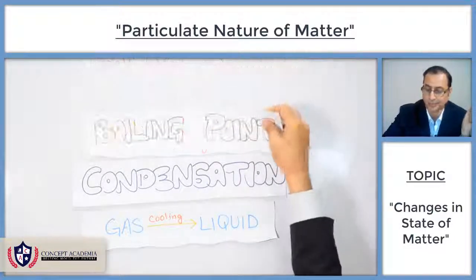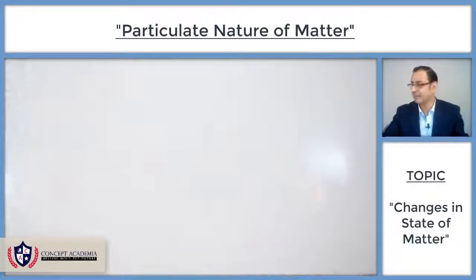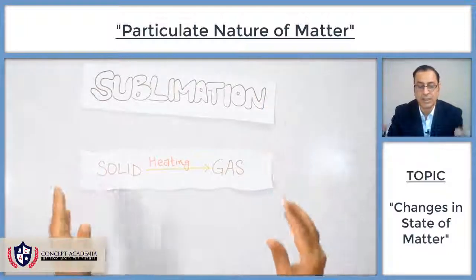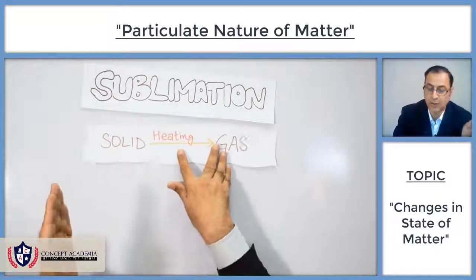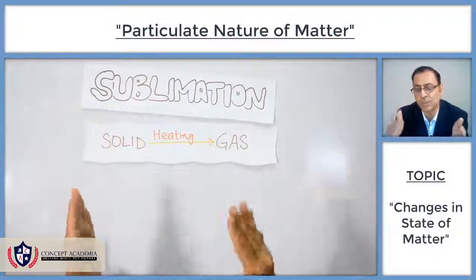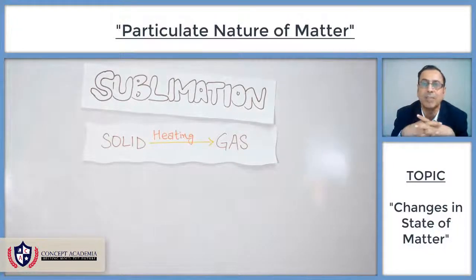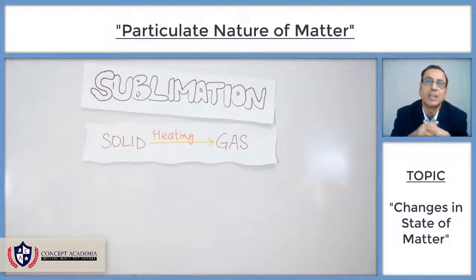Also, sublimation is the conversion of solid into gas. When we heat a solid, it converts directly from the solid state to the gas state. That is called sublimation, and the temperature at which it takes place is called the sublimation point.